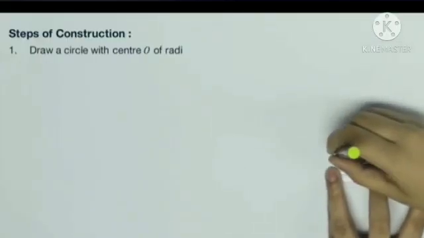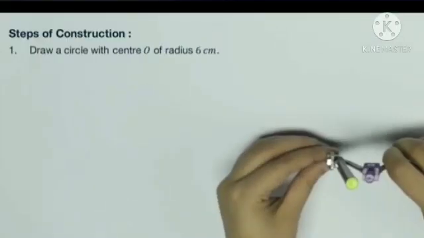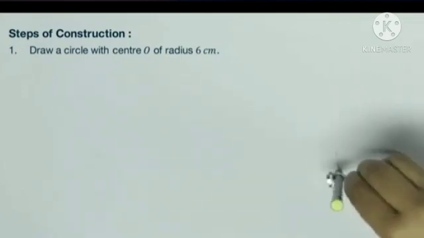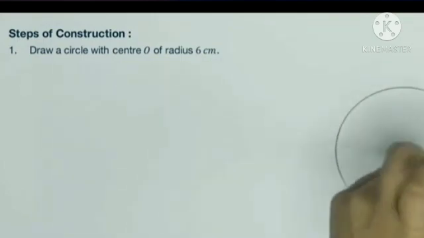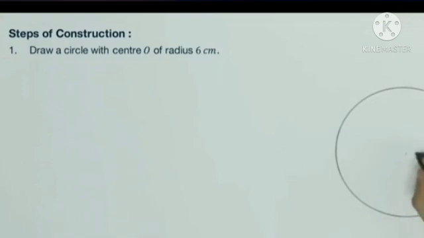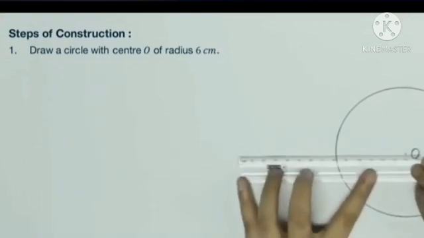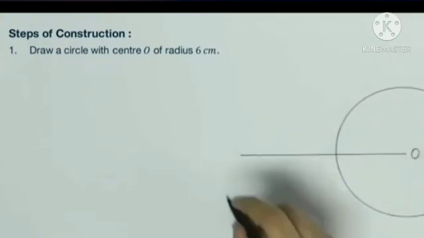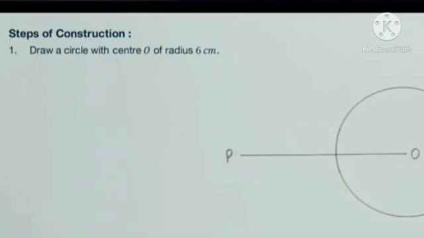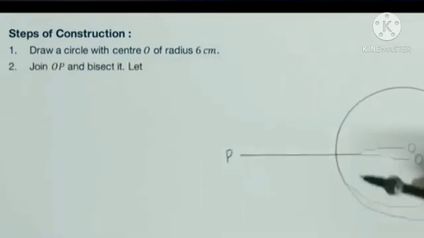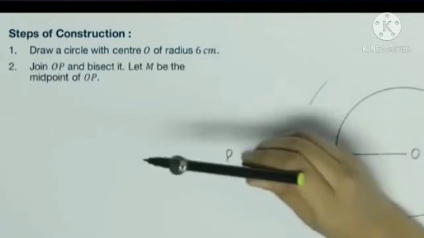Draw a circle with center O of radius 6 cm. Take a point P 14 cm away from the center and join OP. Bisect OP. Let M be the midpoint of OP.